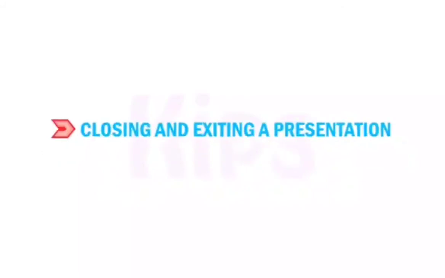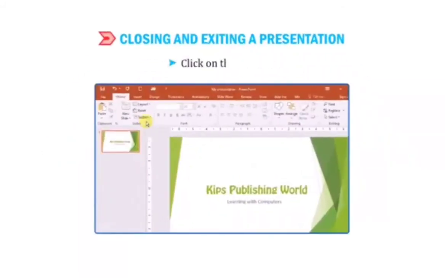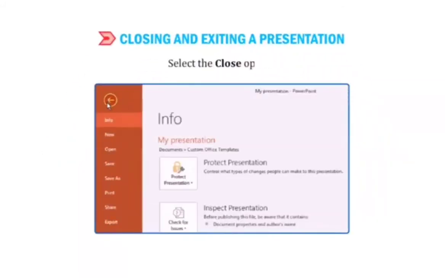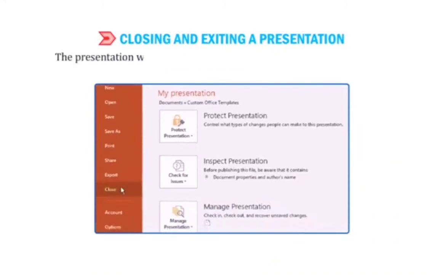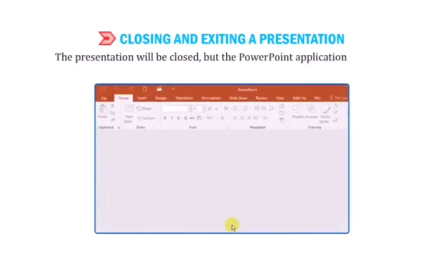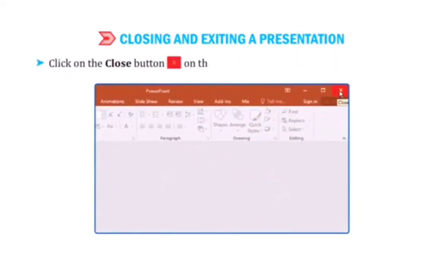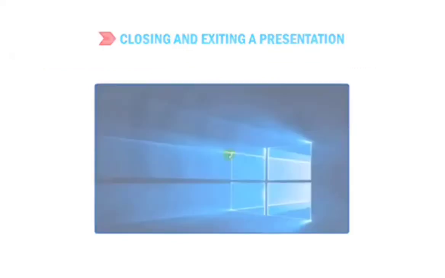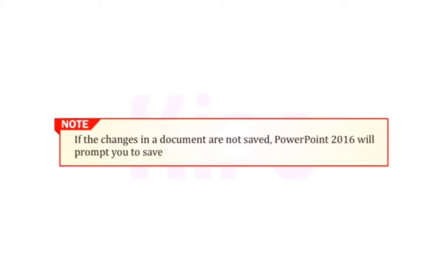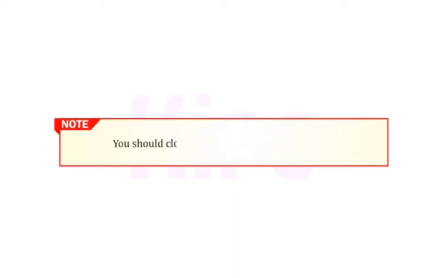Closing and exiting a presentation. To close the presentation, click on the File tab. Select the Close option. The presentation will be closed but the PowerPoint application window will remain open. To exit the presentation, click on the Close button on the title bar or use the Alt plus F4 key combination. Note: if the changes in a document are not saved, PowerPoint 2016 will prompt you to save the changes. You should close a document only after saving it.